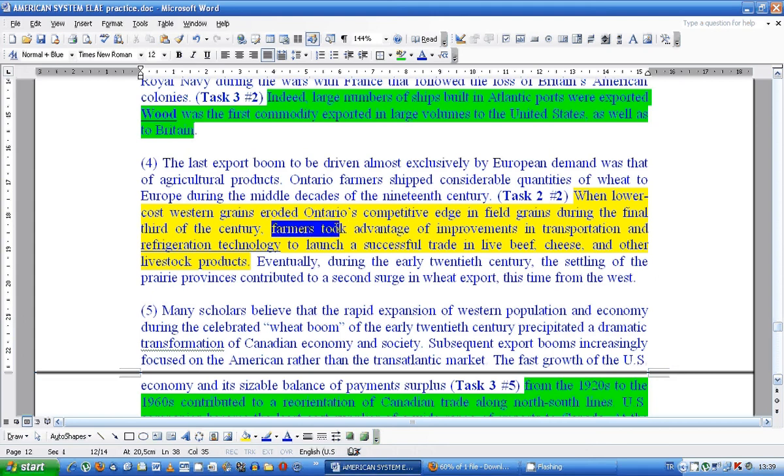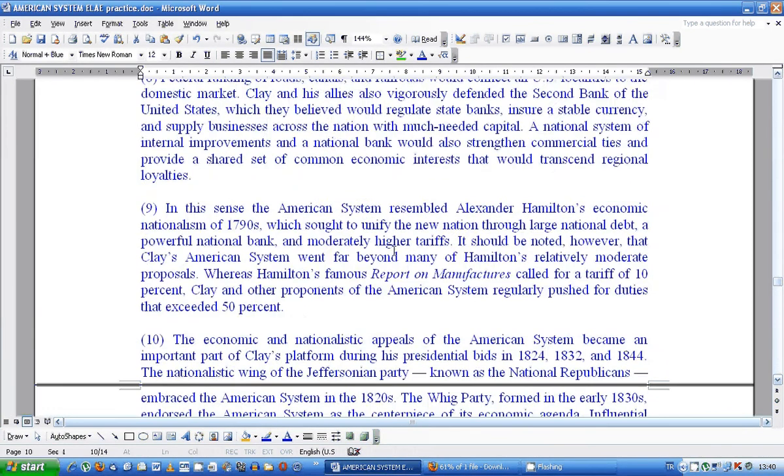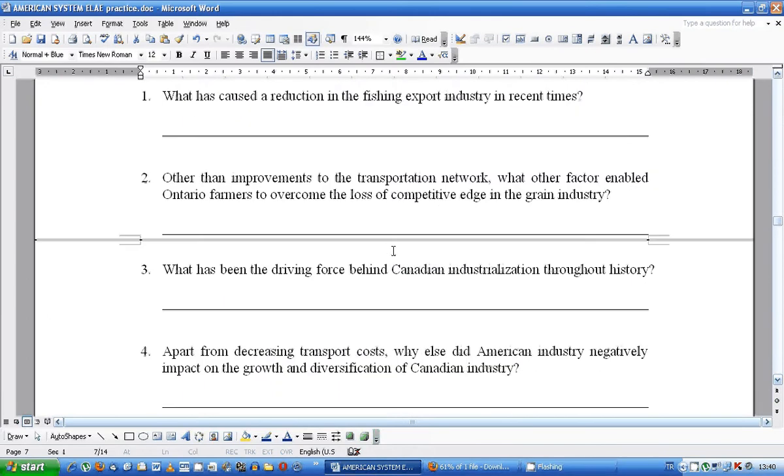Okay, farmers took advantage of improvements in transportation. Okay, that's the other reason, the one we're not going to include in our answer, and refrigeration technology to launch a successful trade in live beef, cheese and other. Okay, so they did this successfully, which meant they didn't suffer from the problem in field grains. Alright, so our answer is refrigeration technology. Okay, so that, not transport. Okay, grain industry, Ontario.